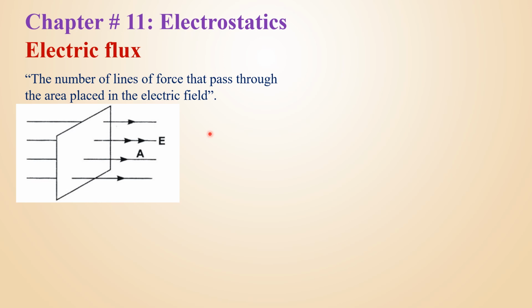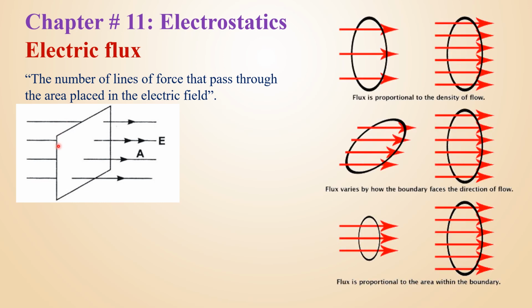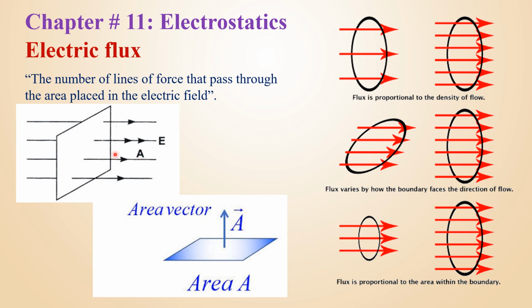We have already discussed electric flux. Let's recall it. The number of electric lines of forces that pass through the area placed in the electric field are known as electric flux. We have taken a plane surface area here and a few electric field lines are passing through it. Only those electric field lines which are passing through this plane area are known as electric flux.